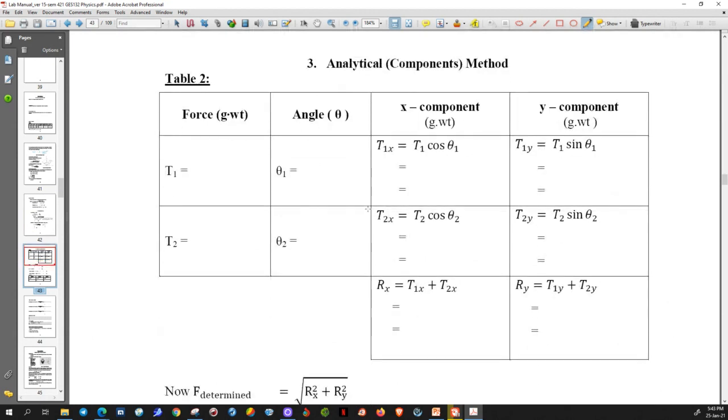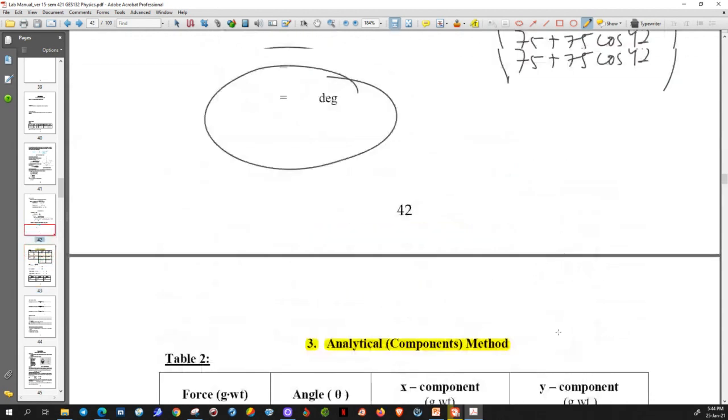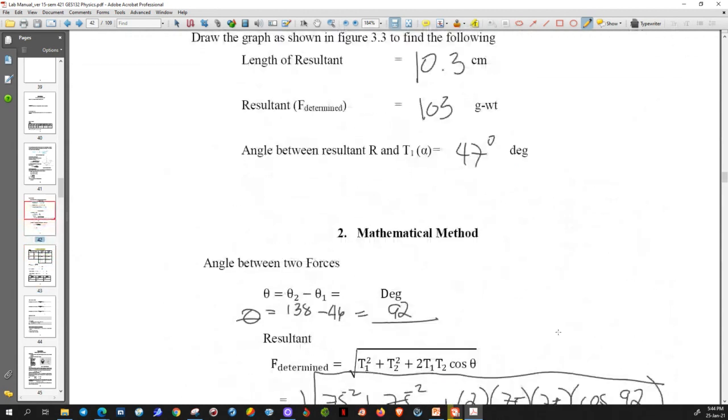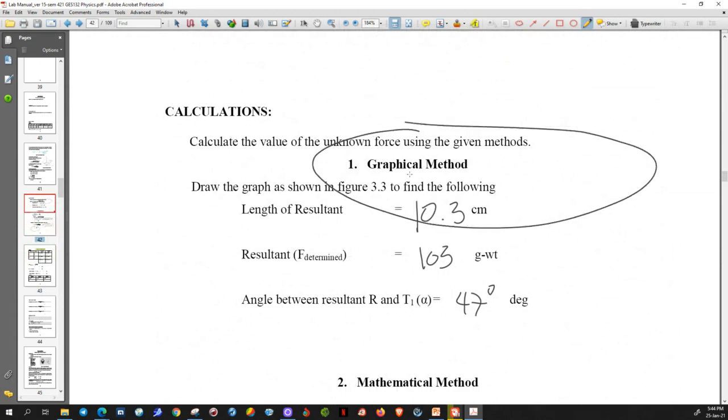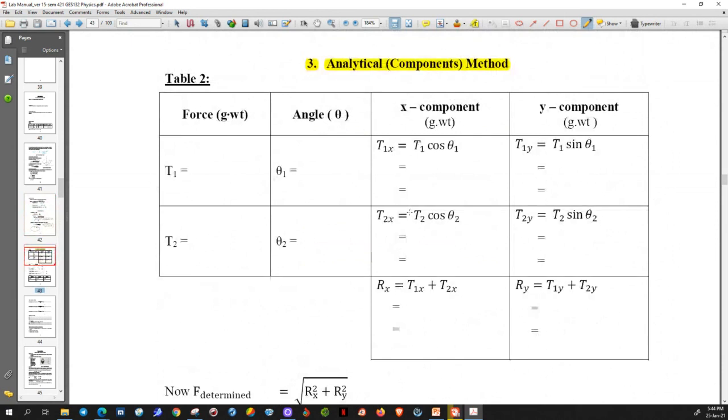So the last method is called the Analytical Method. Once we finish this one, we are done with experiment number 3. But I want you to know that this method is not in the final exam. The first two, the mathematical and graphical methods, will be in the final exam. The last method will not be, but it's important for you to learn how to do the analytical method. Now let's input the data first.